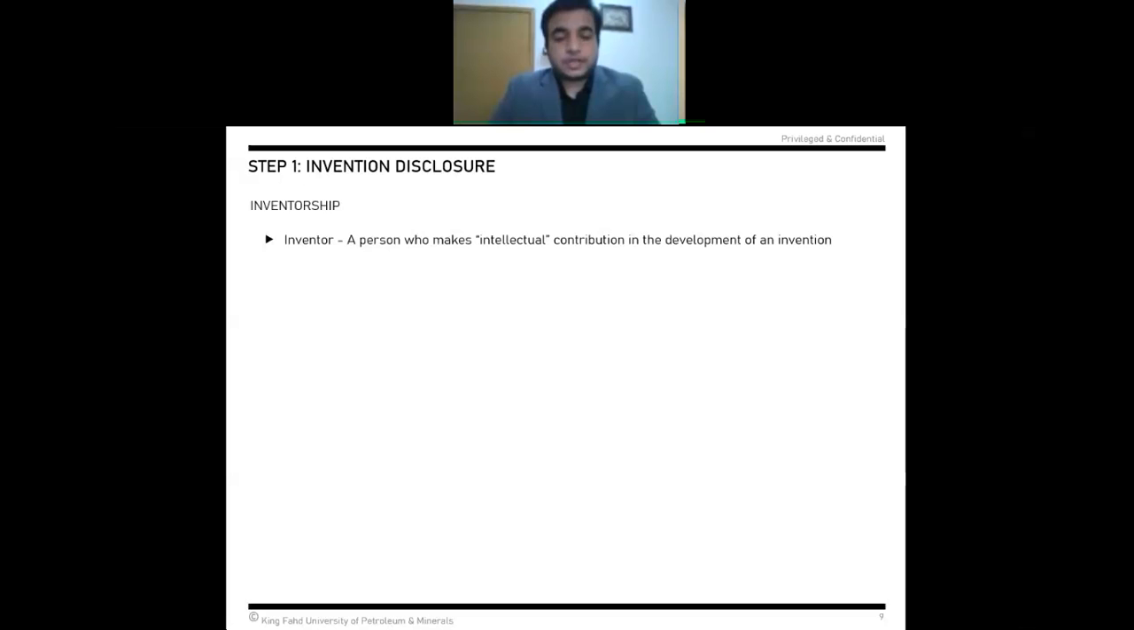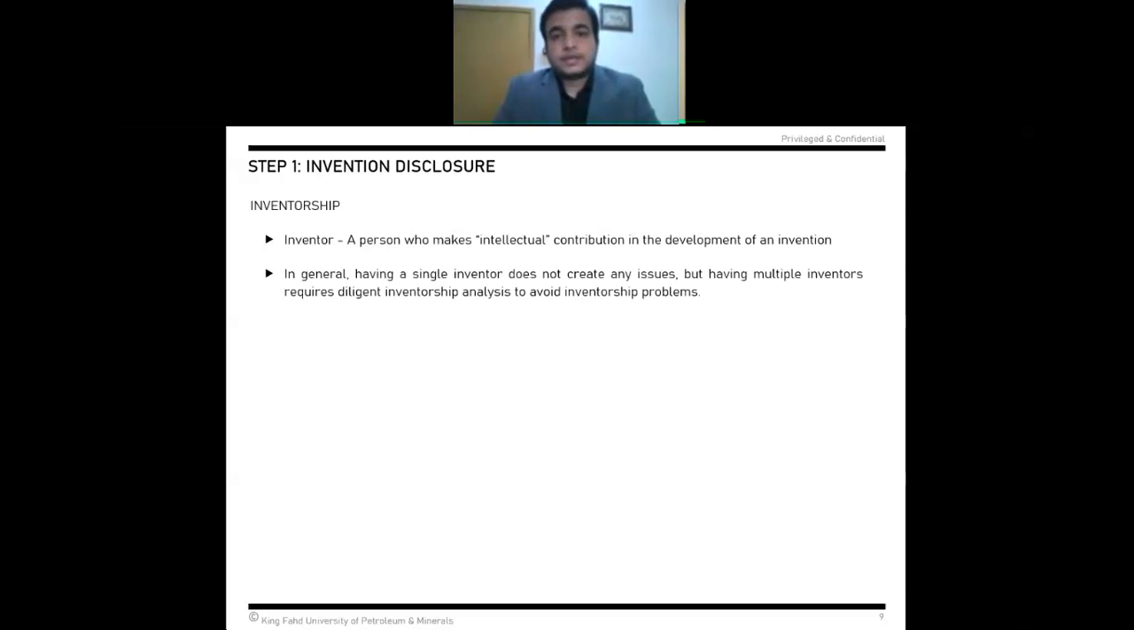So a person or a student cannot include his friends and colleagues as an inventor just because he worked with them. To be included as an inventor, a person should have made intellectual contribution to the development of the idea. And this problem with inventorship happens mainly when there are multiple inventors. And please note that if an inventor is named incorrectly, it results in the patent application being rejected.